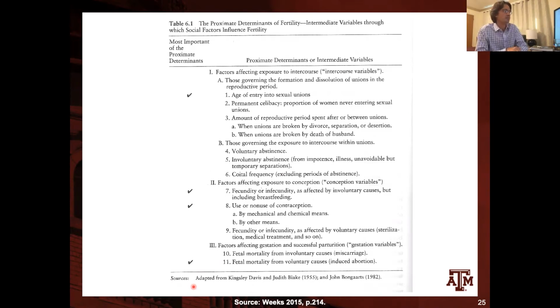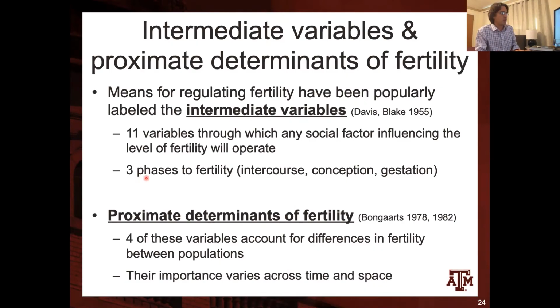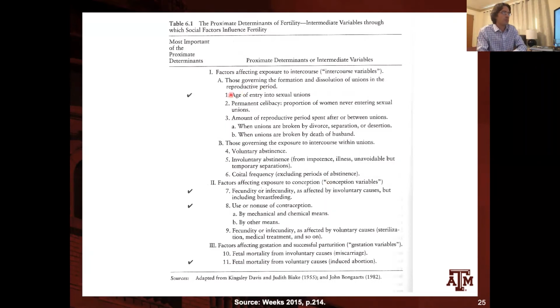So these are the 11 overall variables that Davis and Blake suggested as the intermediate variables that would be closer to explain fertility, and these intermediate variables are influenced by how the society is organized about these major factors. So they have all these 11 variables here. And as I said, the 11 variables can be grouped in these different phases of fertility. So intercourse variables from 1 to 6, conception variables 7 to 9, and gestation variables 10 to 11.